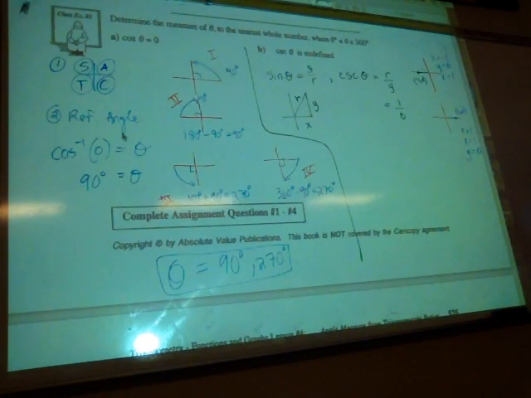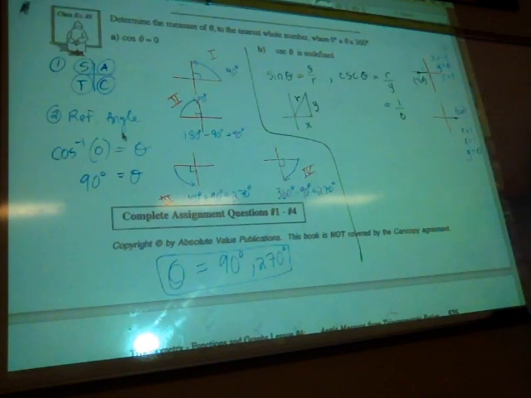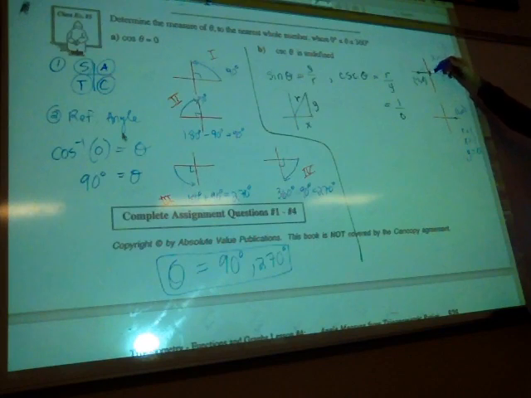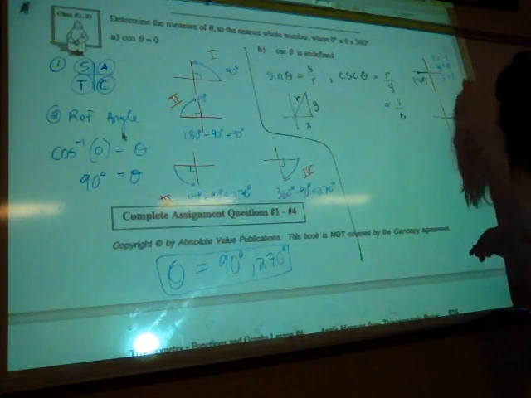Okay, what would be the case if we had secant theta is undefined? Would the point be over here, over here? So we need what value to be 0? X. Okay, which means it would have to be going down or up. So just think about that if you ever run into questions where a certain reciprocal function or primary trig function is undefined.